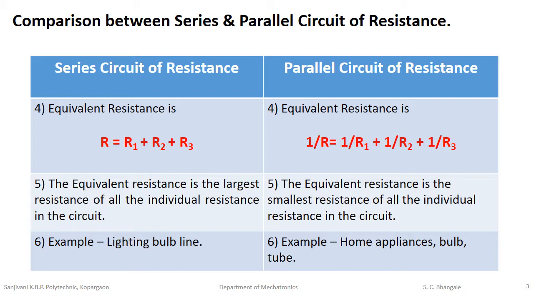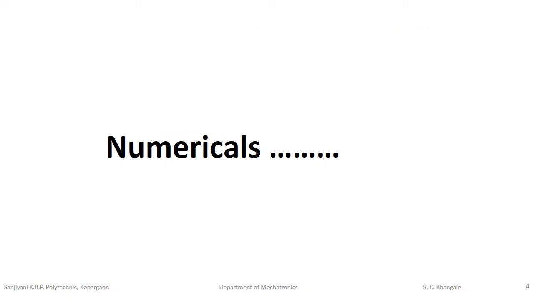The equivalent resistance for the series circuit is larger than all the individual resistances in the circuit. The equivalent resistance for the parallel circuit is smaller than all the individual resistances in the circuit. An example of a series circuit of resistance is lighting the bulb line, and the best example for a parallel circuit of resistance is home appliances, bulb, tube, etc.